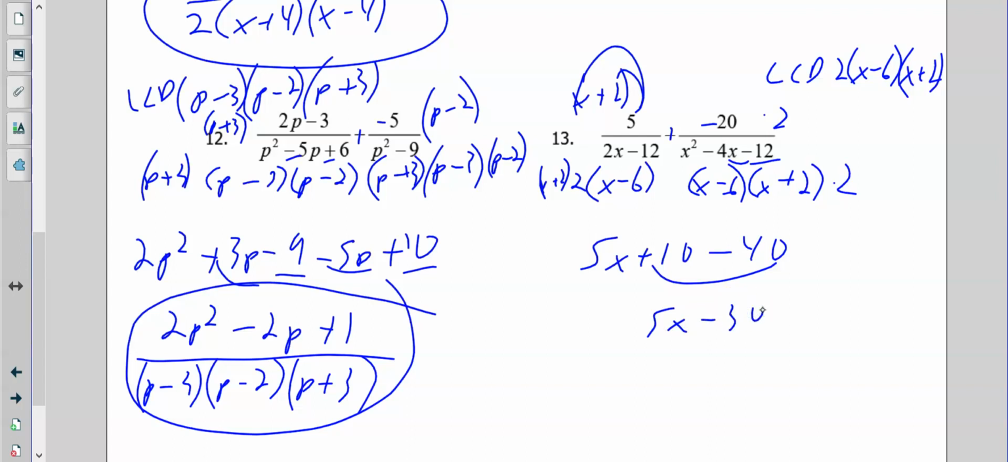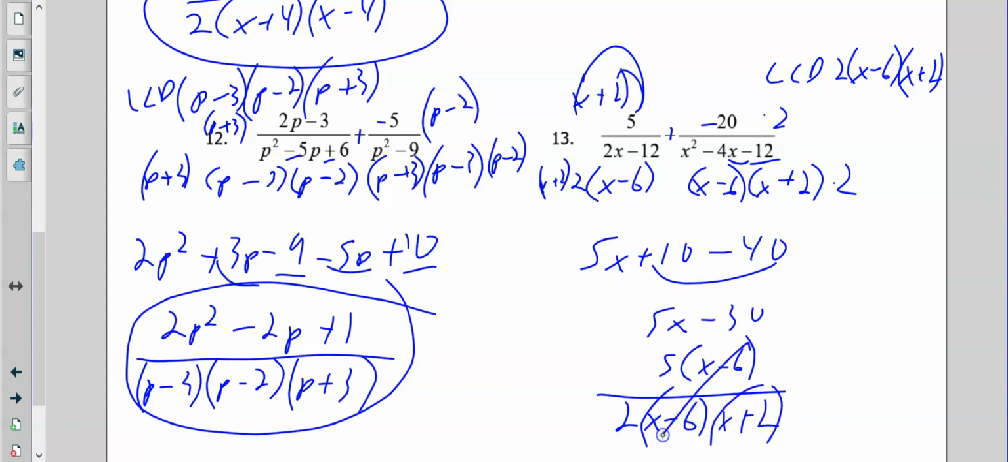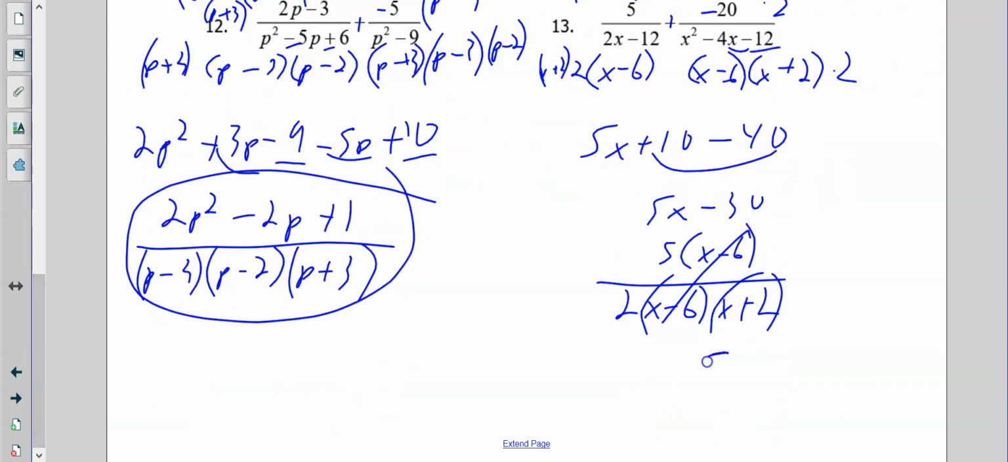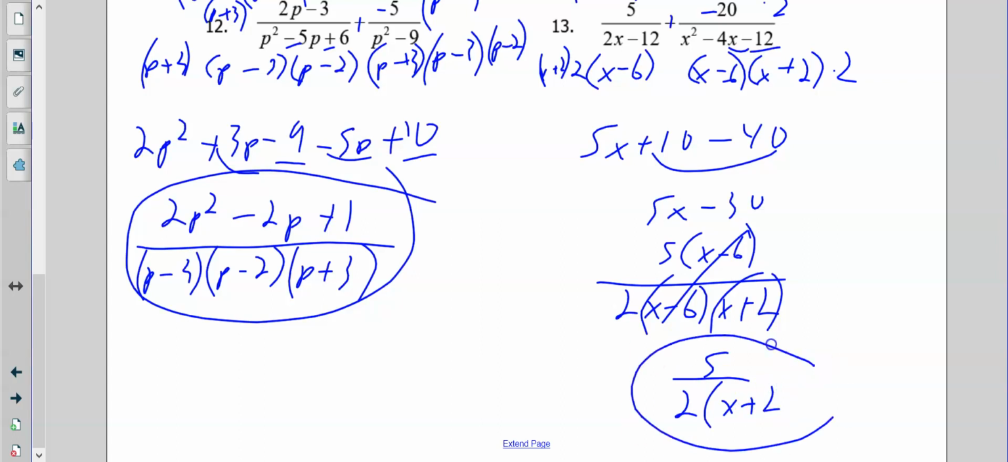Looking ahead, I'm going to take that 5 out because it's going to give me x minus 6. Because I know I have that x minus 6 here, which now will cancel, which leaves me with just the 5 on top, the 2 on the bottom, and the x plus 2, and that's it.